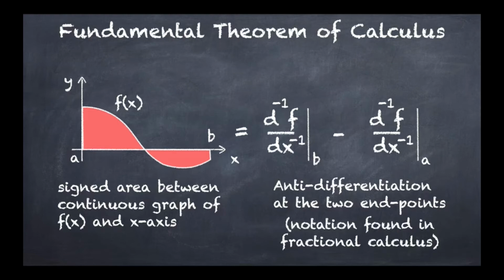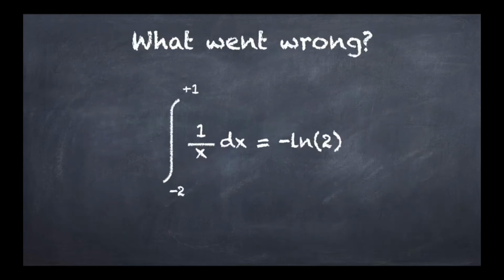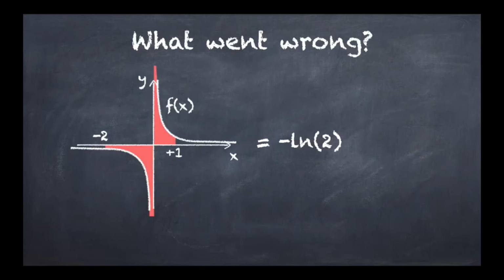Now, let's go back then to understand what went wrong before. So we had that the integral from -2 to +1 of 1 over x dx was minus log of 2. Now the issue, if I interpret this in terms of graphical representation, is that the left-hand side actually looks like this.